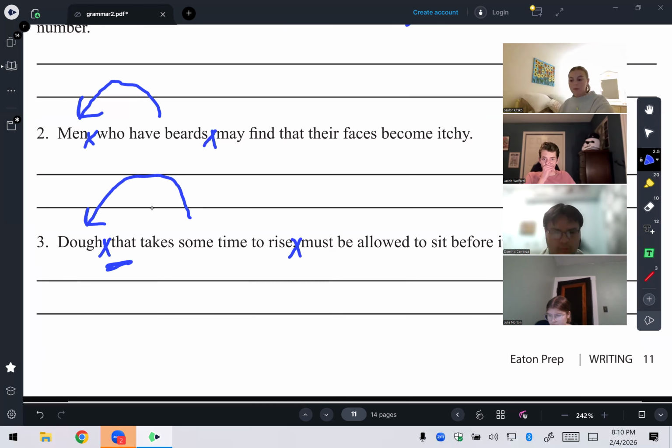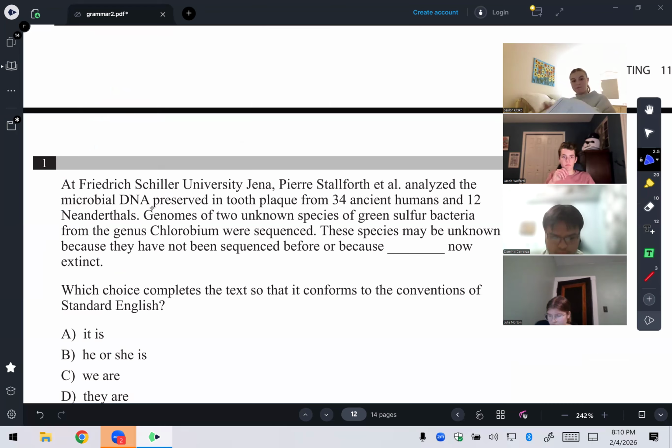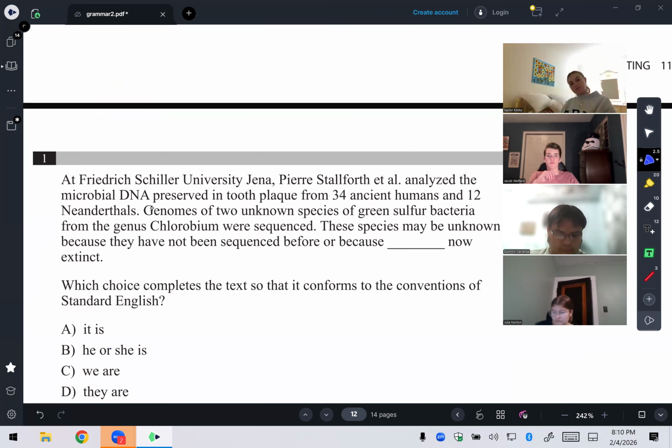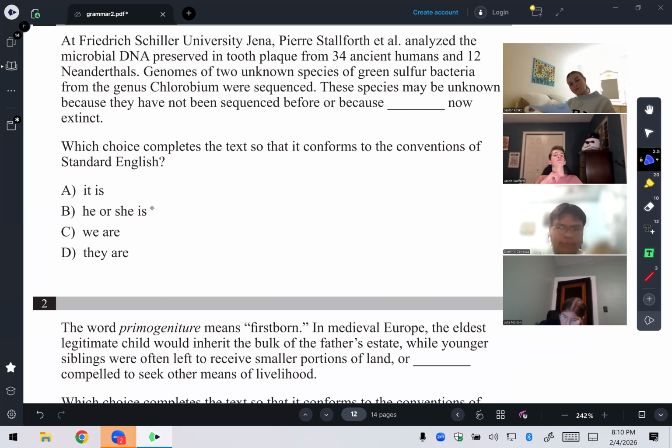Okay, now we have reached the real SAT questions. So we're going to do some of these. I think these are mostly pronoun antecedent agreement questions. I can tell because all the answer choices are pronouns. Yeah, many of them are. That one might have to do with contractions as well. I see some contractions.